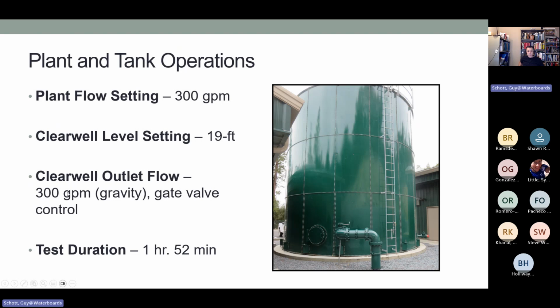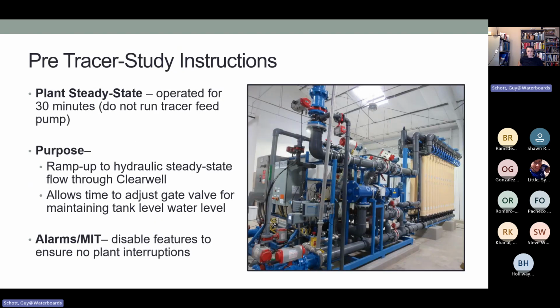So that's something you might want to do beforehand, so you get your valves already set. When you do start up, you don't have to do much adjustment if you can do that before the study. The total duration of the test is going to be 1 hour and 52 minutes. So that's how long we'll be there, doing sampling.